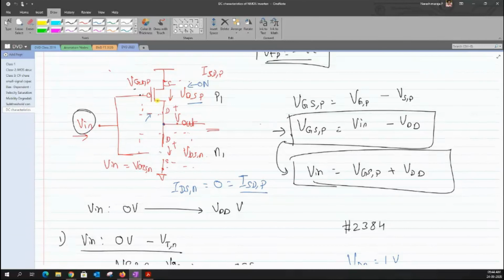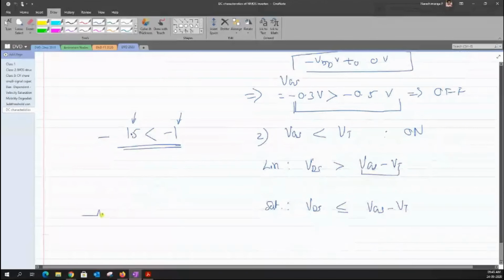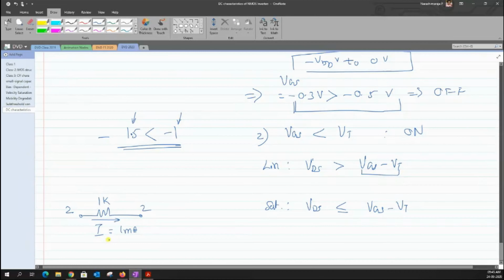Let me just give a simple clue here. You have a resistor of 1K, and you have 2 volt here and a 1 volt here. What would be the current through the resistor? 1 milli. Now what happens if I make this one as 2? What happens to the current?